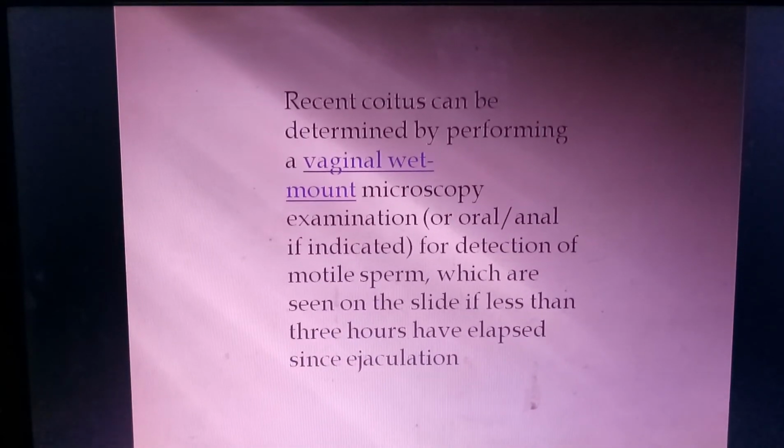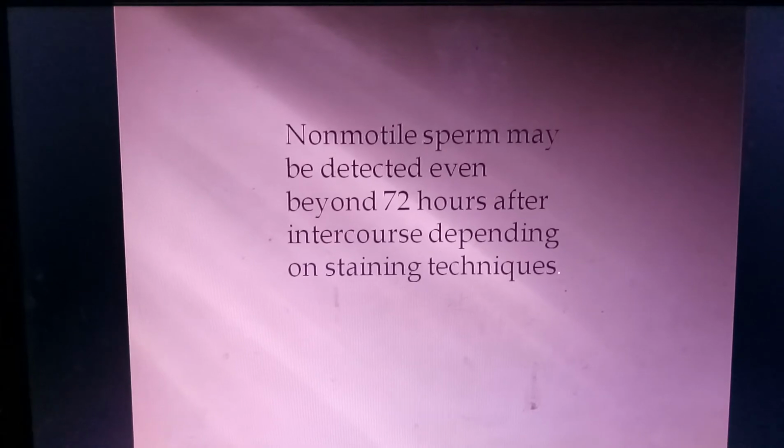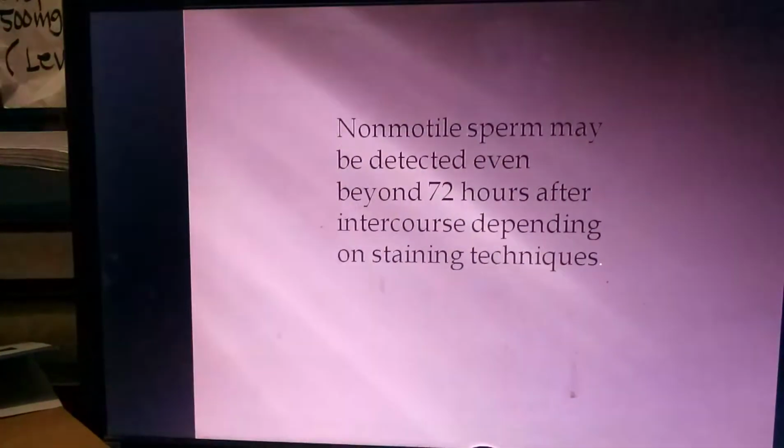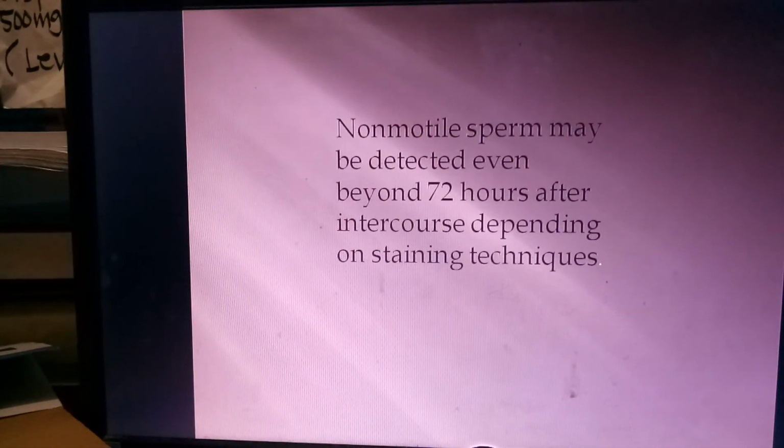Recent coitus can be determined by performing a vaginal wet mount microscopy examination or oral, anal if indicated, for detection of motile sperm, which are seen on the slide if less than 3 hours have elapsed since ejaculation. Non-motile sperms may be detected even beyond 72 hours after intercourse, depending on the staining technique.